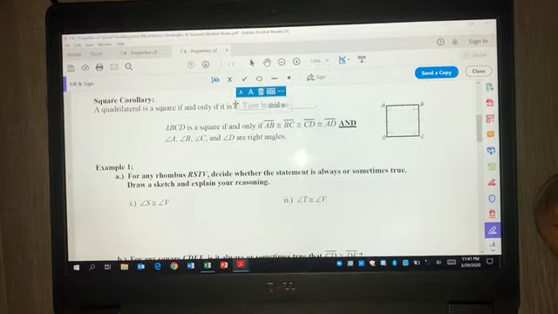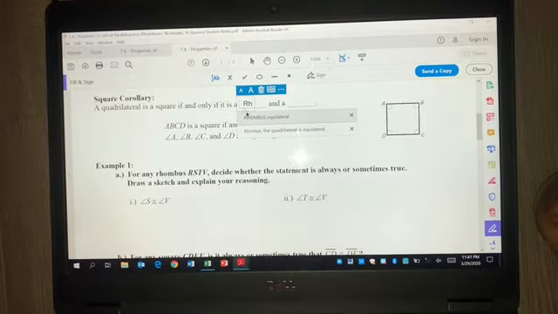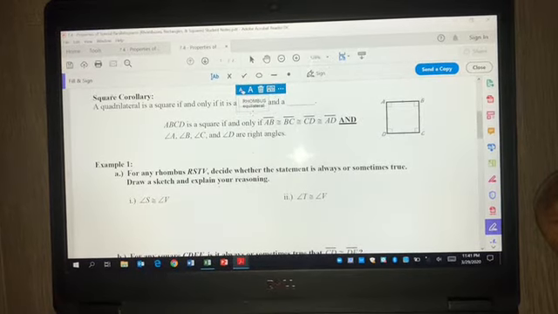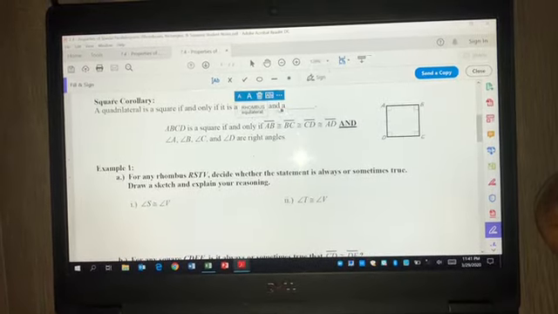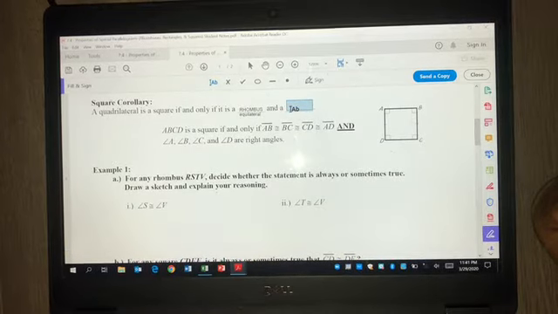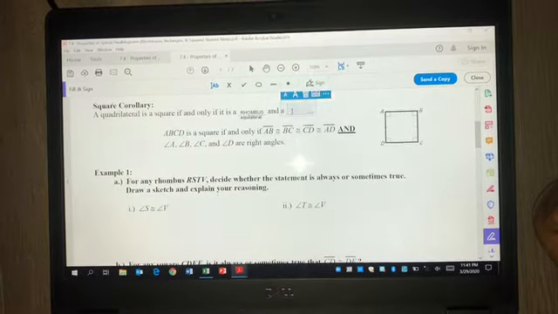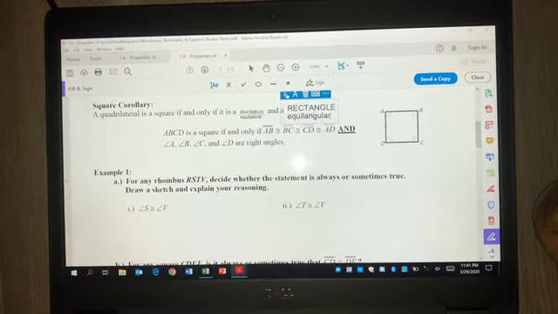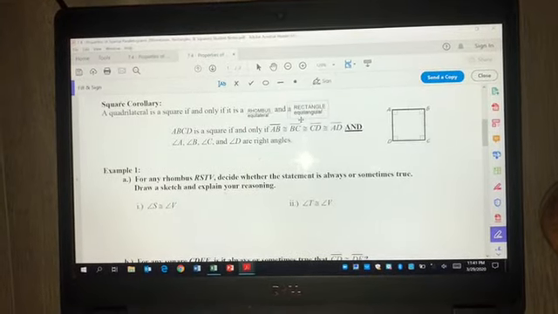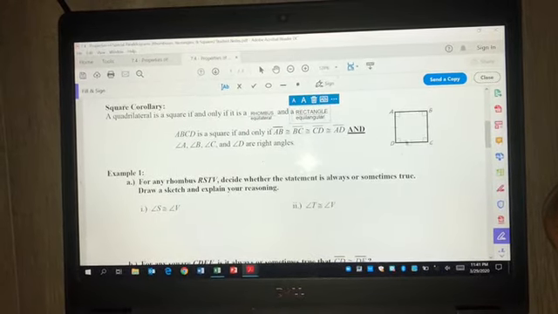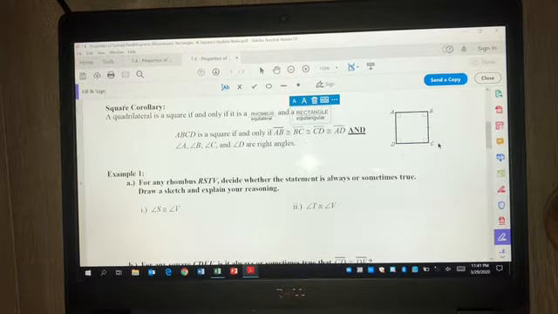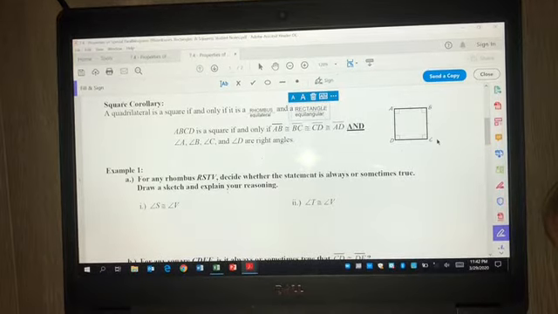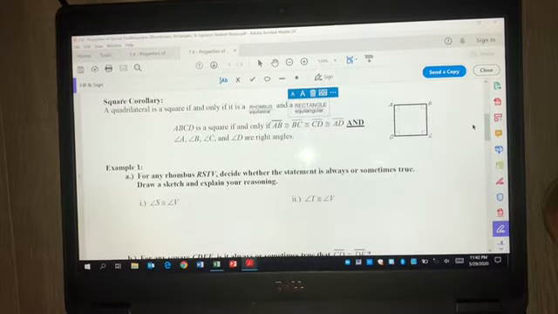And so what are the key points to that? Well, a rhombus is equilateral and a rectangle is equiangular. Therefore, a square is both. So logically, a square is a rectangle. All squares are rectangles, but not all rectangles are squares.